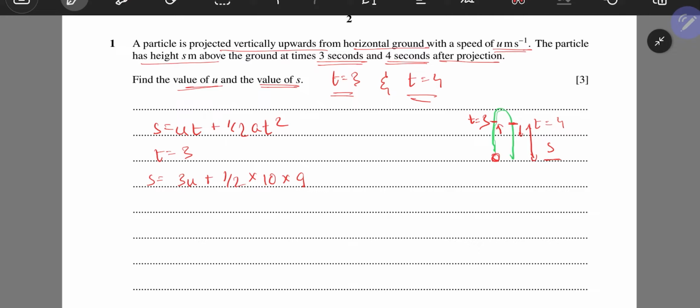Now you can think about one thing, which is since u is upwards, we know that acceleration will be acceleration due to gravity, which is downwards. So it will be 3u minus half AT squared. So we'll have to use a minus, not a plus, because u and g are in opposite directions. In that case, 3u minus half times 10 times t squared, which is 9. So this is equation 1.